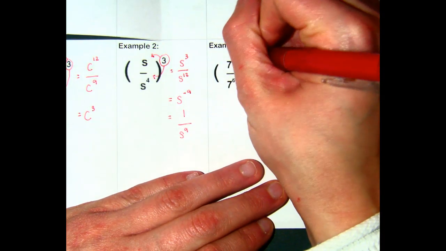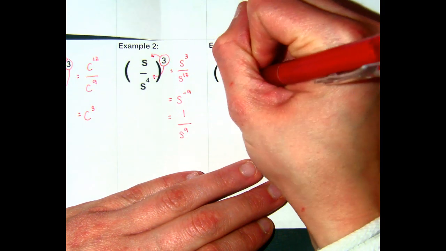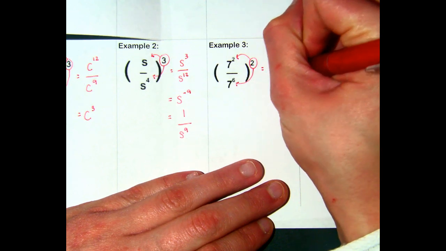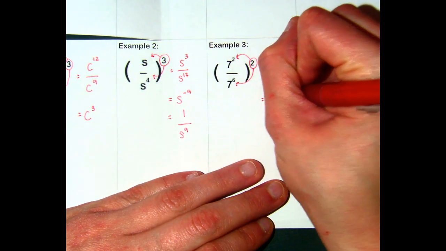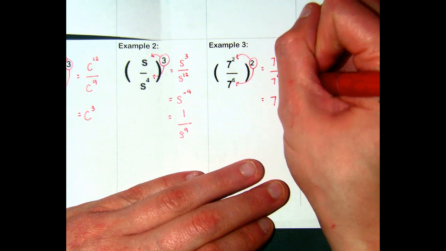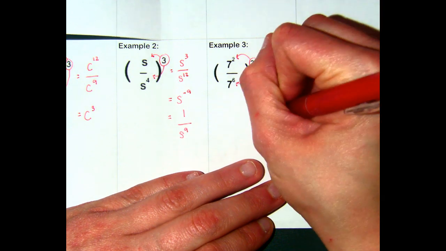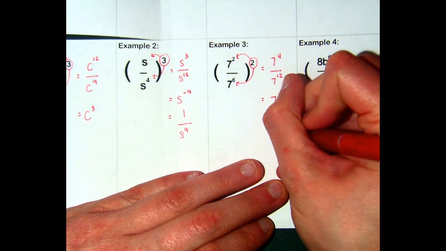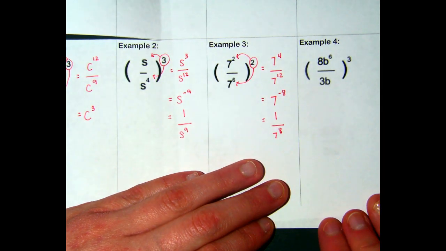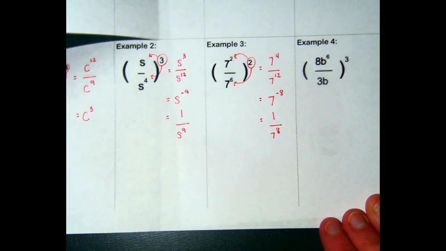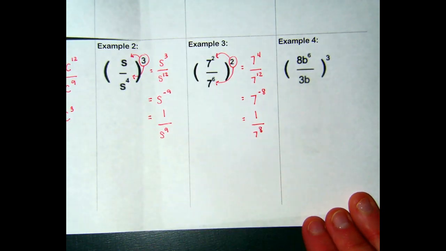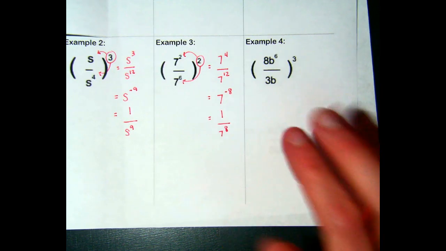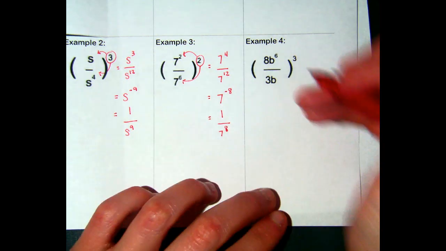Again, raise it to each. 7 to the 4th over 7 to the 12th, which is 7, 4 minus 12 is negative 8. 1 over 7 to the 8th. I could find this out, but it's going to be a very large number, so I'm actually going to leave it. That is the point of exponents, they shorten numbers for us. That's why scientific notation exists. So we're just going to leave it as 1 over 7 to the 8th for this one.